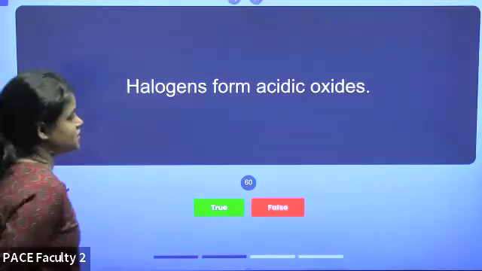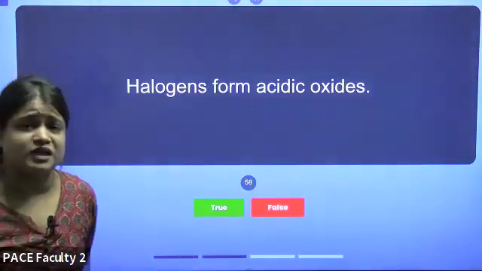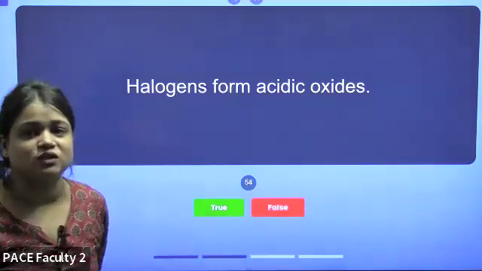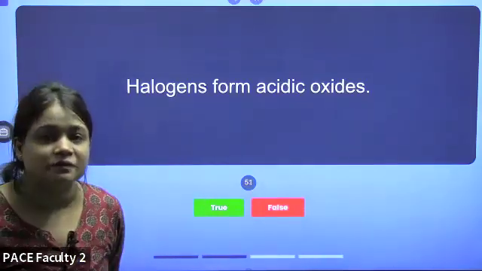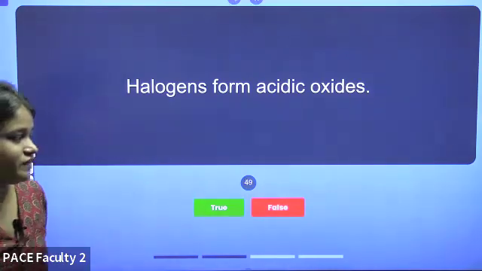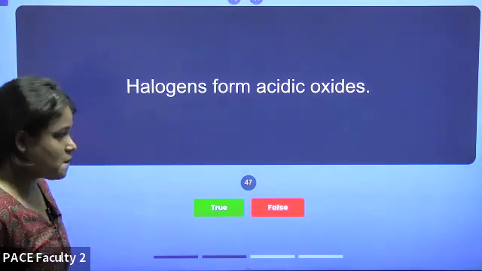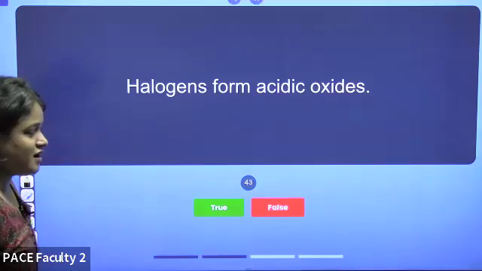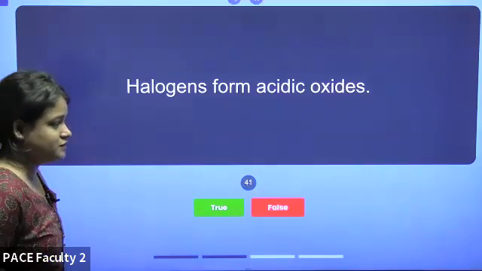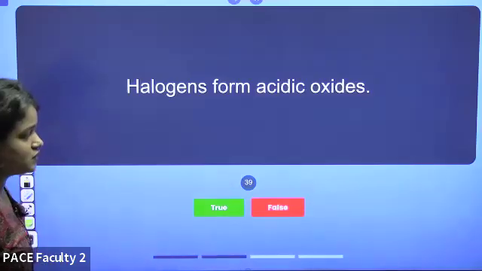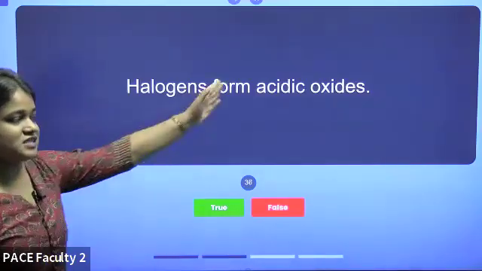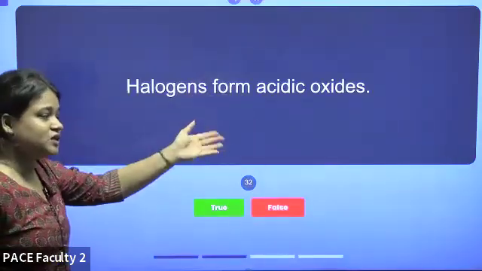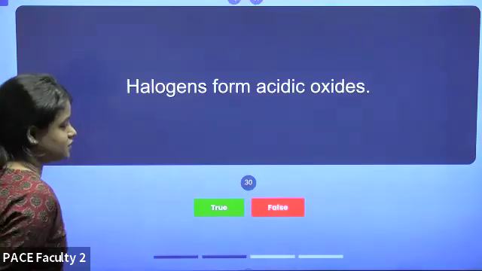Halogens form acidic oxides. Which were the halogens? Fluorine, chlorine, bromine, iodine. These are the group 17 elements. What will be the nature of their oxides? True. Very good. I want answers from everybody. As you go from left to right, the acidic nature of the oxide will keep on increasing. Very good.